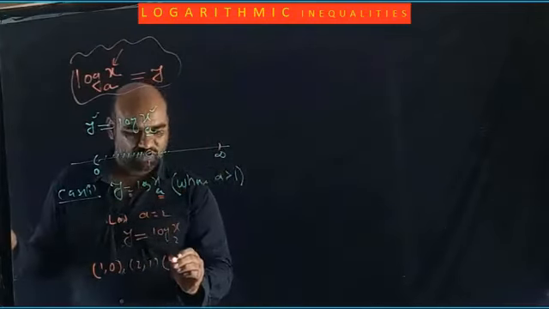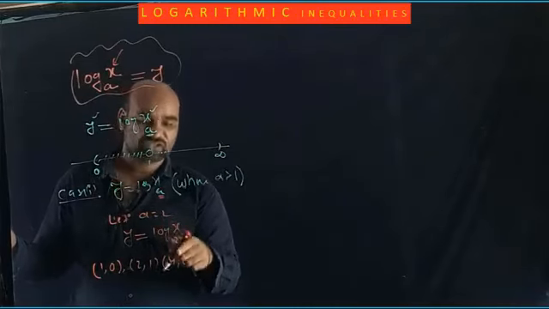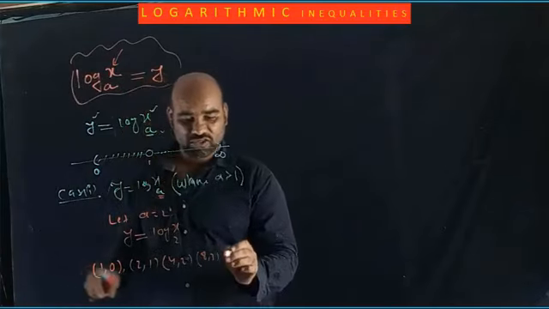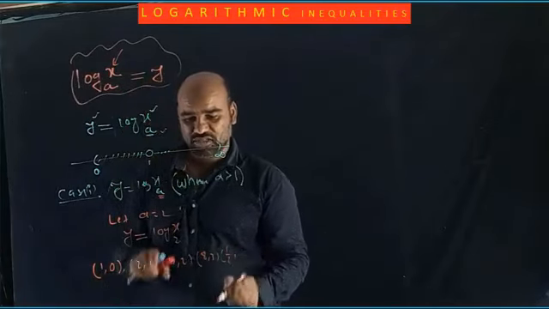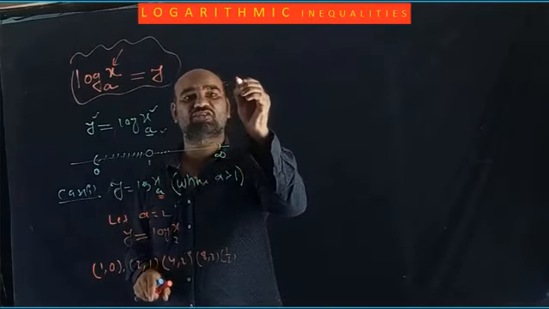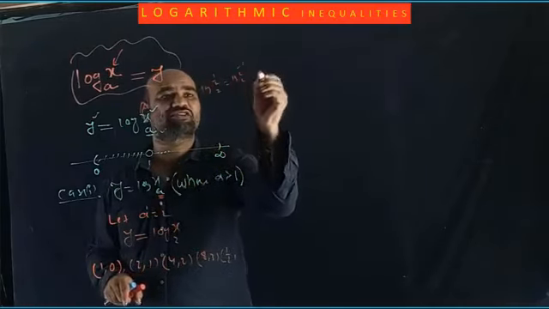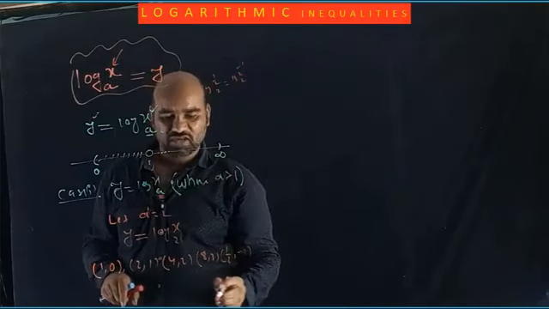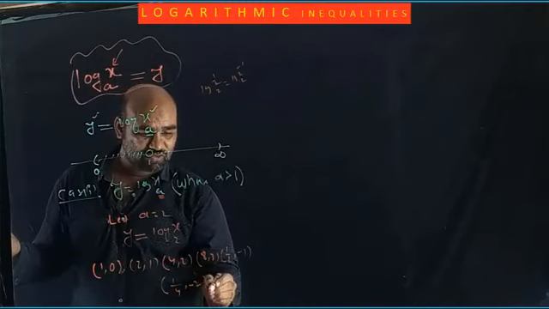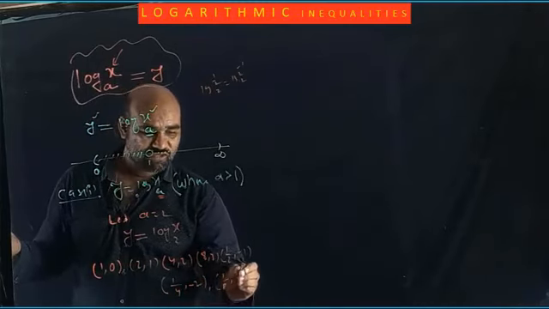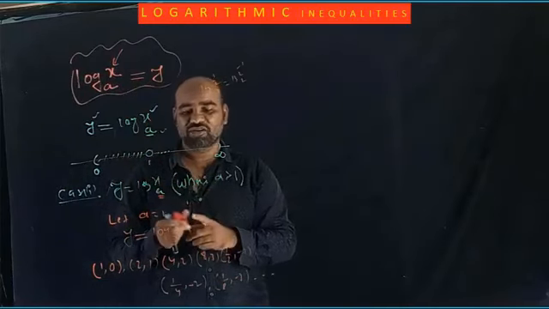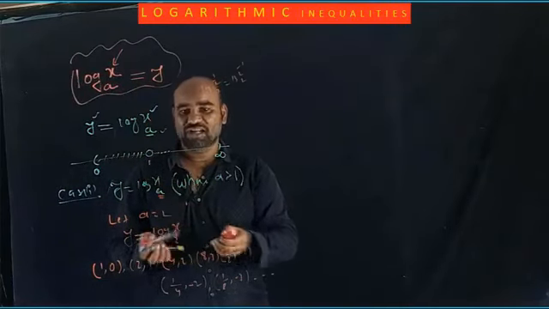So if x is 4, then y is 2 only, log 4 base 2. If x is taken as 8, y is equal to 3. If x is taken as 1 by 2, what happens? Logarithm of 1 by 2 base 2 is equal to logarithm of 2 power minus 1 base 2, that is minus 1. If x is taken as 1 by 4, then y will be minus 2. If x is taken as 1 by 8, we get minus 3, and so on. This means if you take x as any positive real number, you get y as any real number.